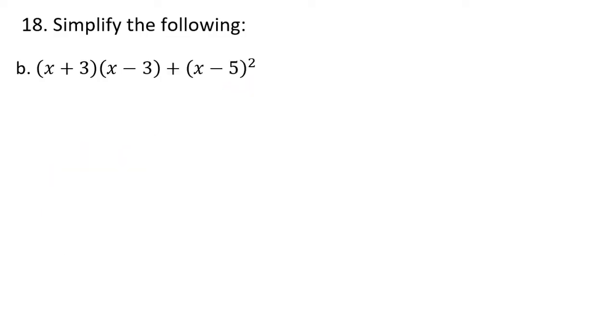All right, we're going to simplify the following just like we did for part A. We're doing the same thing in part B. You'll notice when we're looking at this problem, over here we have x minus 5 squared, which means there are 2 of those x minus 5s. We also have x plus 3 and x minus 3 being multiplied together. So there are 2 spots where I'm going to need to use the box.